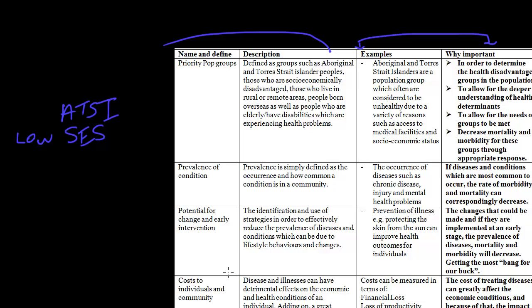Next, you have the potential for change and early intervention. So it's just what the name actually says. It's the potential to actually have the identification and use of strategies in order to effectively reduce the prevalence of diseases and conditions which can be due to lifestyle behaviors and changes. So this mainly refers to lifestyle changes, ways to change lifestyle behaviors which are already unhealthy. So changing lifestyle behaviors is what I'd be looking at.